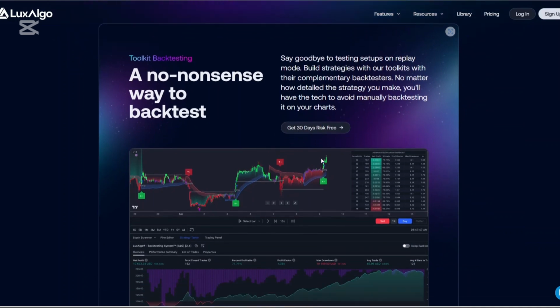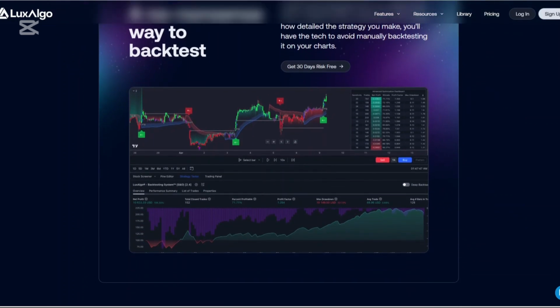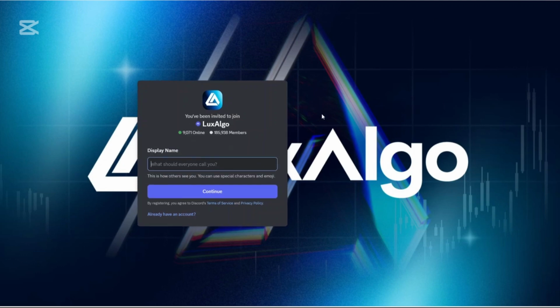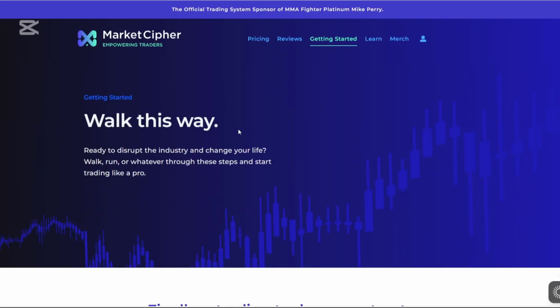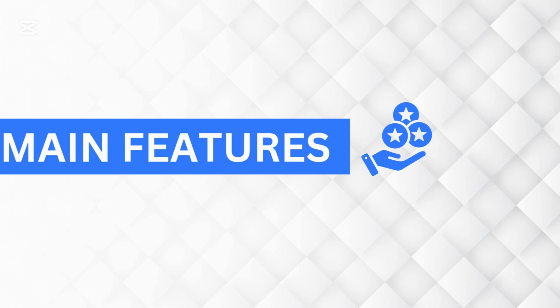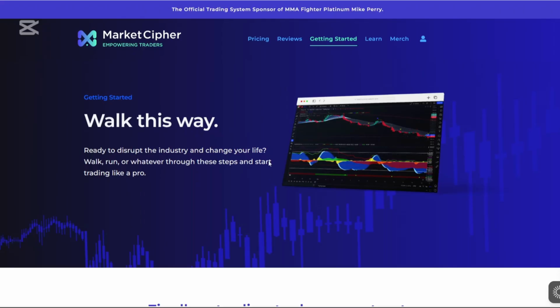LuxAlgo also boasts a vibrant community of over 150,000 traders. The community exists on Discord. This offers a platform for collaboration and shared learning. Now let us talk about the main features of each of the platforms. We'll start with Market Cipher.